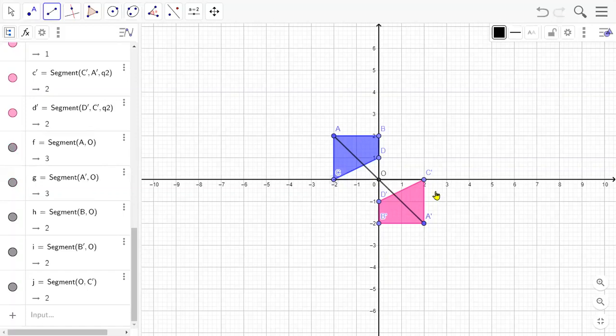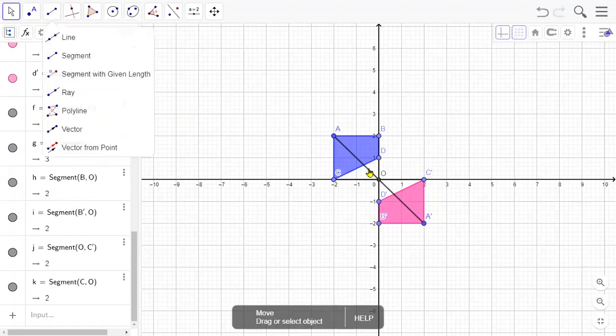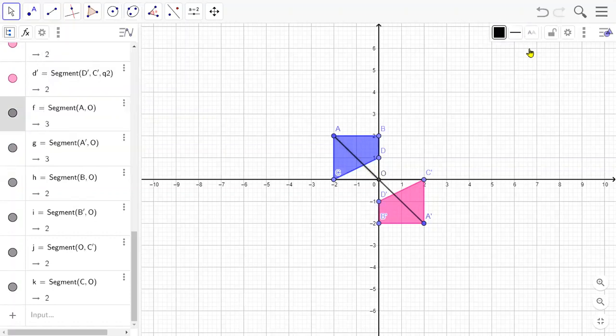Let's do it for the point D as well. And these connecting lines should be dotted lines. Let me give the dotted line. You have to use the dotted line to join these points.